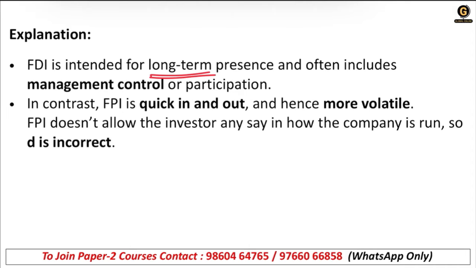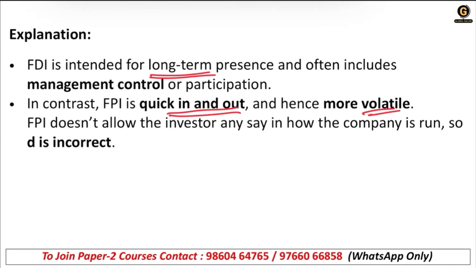In contrast, FPI is quick in and out. Once you have invested for the short term, you withdraw all the money. That is FPI, quick in and quick out, and hence more volatile. That is why it is called volatile, because it is not for the long term, it is for the short term. Once you have invested for some time, you withdraw all your money with the profit. That is what happens in FPI.